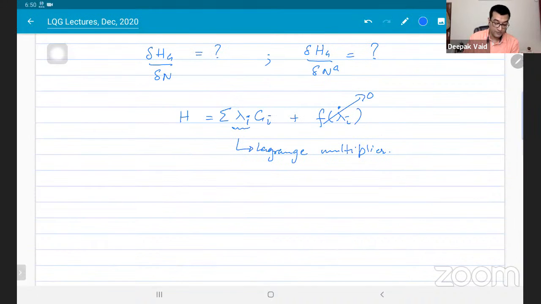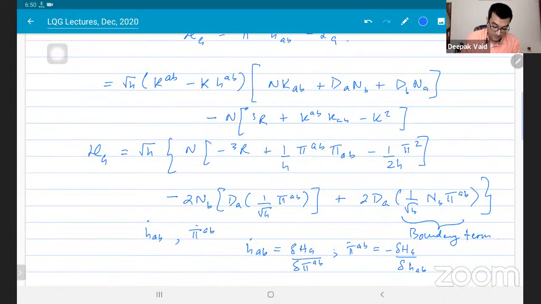And what it's telling you is that what it's multiplying is a constraint. So that means this has to be identically 0. Okay. So you can see that, right?